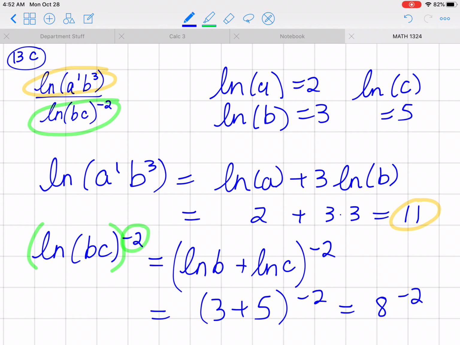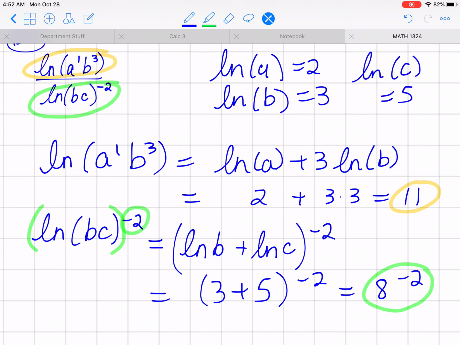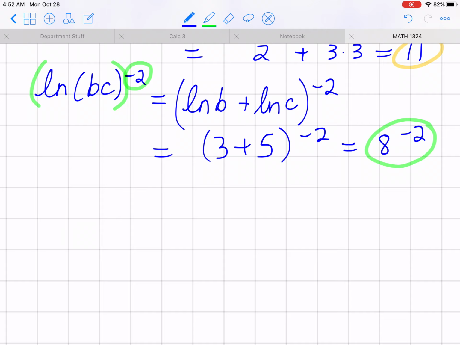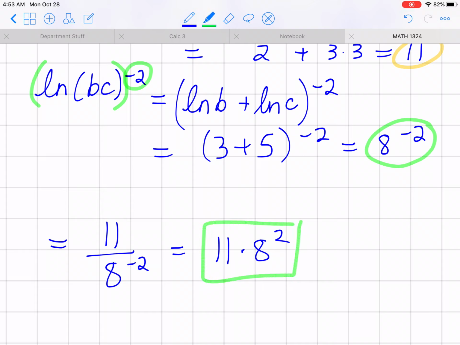And so this is what would go for the denominator, okay, when you put it together. So I have 11 in the numerator, 8 to the negative 2 in the denominator, so then the final situation would be 11 over 8 to the negative 2, which is the same as 11 times 8 squared, or 64. And so when you work that out, this should be the final solution.